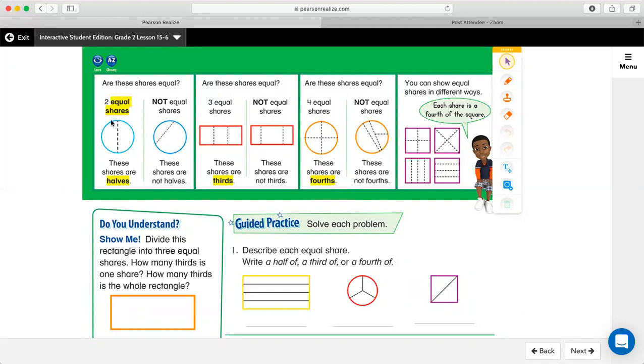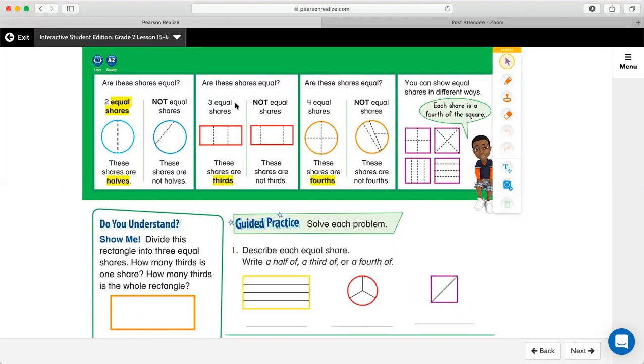So these shares are halves, right? 1/2 of each. This is not an equal share. We draw this line here, then one friend gets this little piece of a cookie and this other friend gets this big piece. These are not equal. Remember, equal means same, okay?